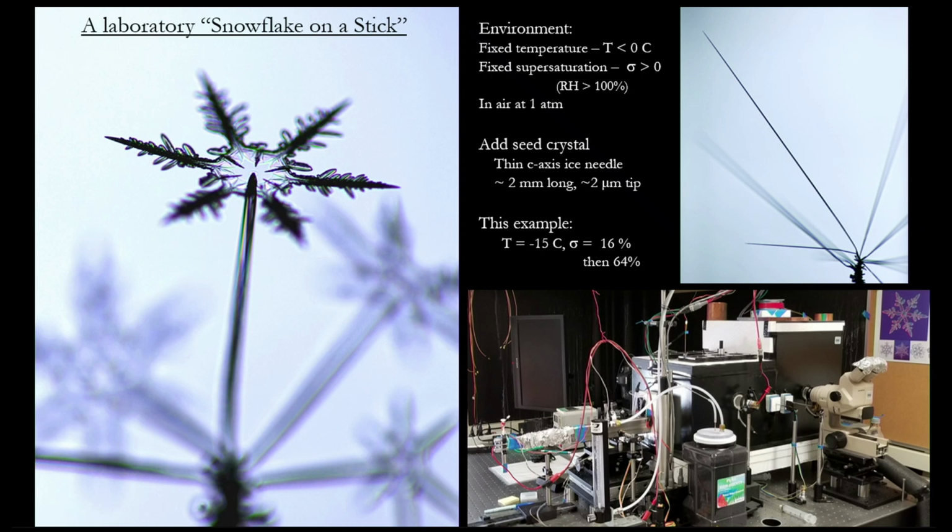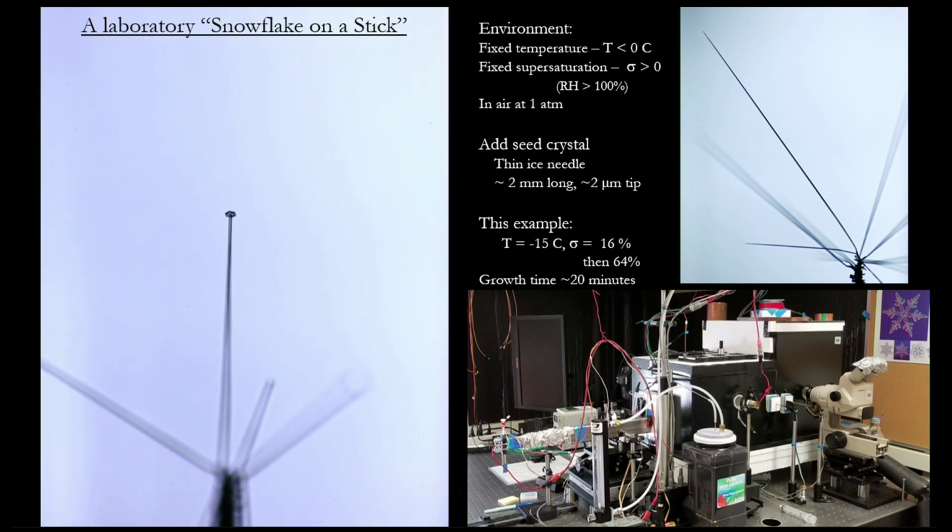Okay, so in this example, we're going to take this needle and move it over into a chamber where the temperature around this point is -15, and the supersaturation is 16%. And then later on, after it grows for a little while, we're going to increase the supersaturation to 64%. So we can just do that. And this is a time-lapse movie. It takes about 20 minutes in real life.